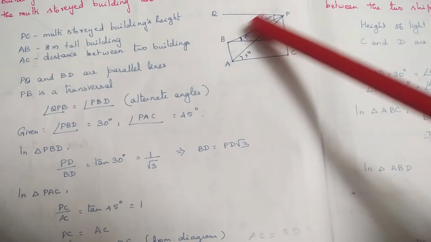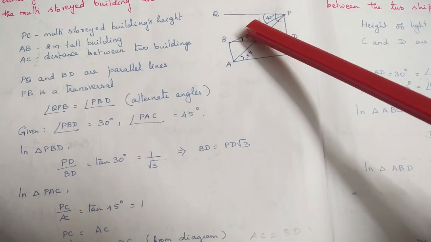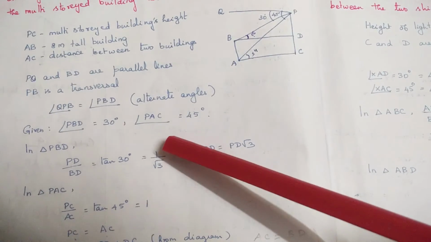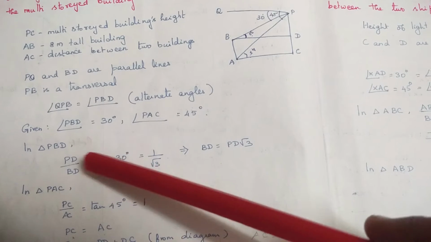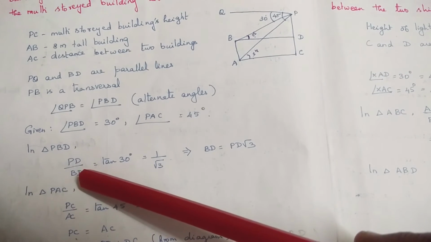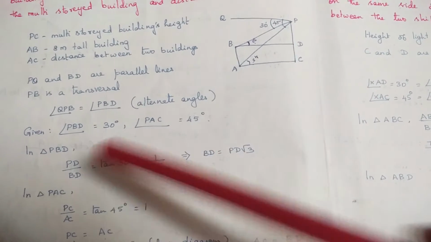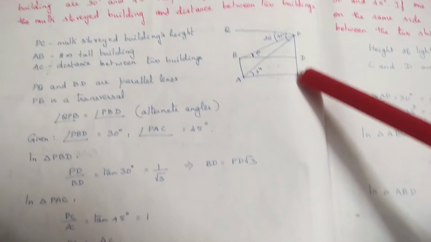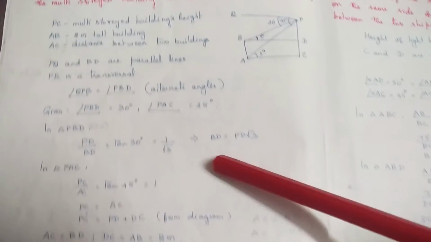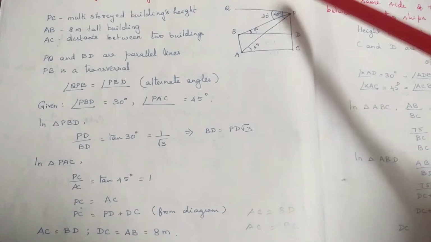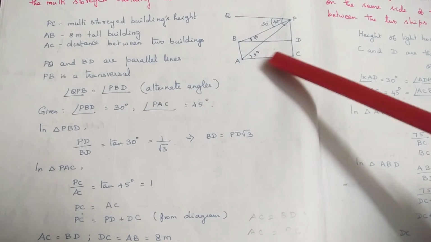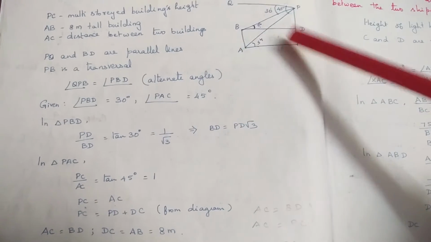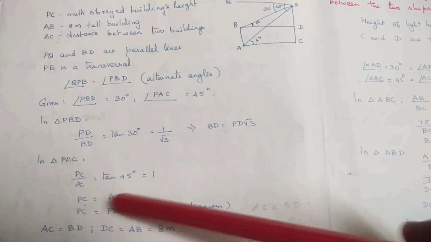So in triangle PQD, tan 30 degrees. Tan 30 means what? 1 by root 3. 1 by root 3 means PD over BD, so BD equals PD root 3, because they didn't give any heights or anything there. So BD equals PD root 3. In triangle PAC, you have to write PC by AC, that is tan 45 degrees. So PC equals AC.